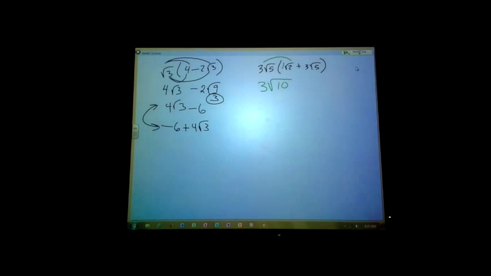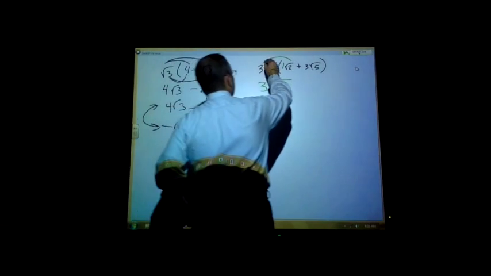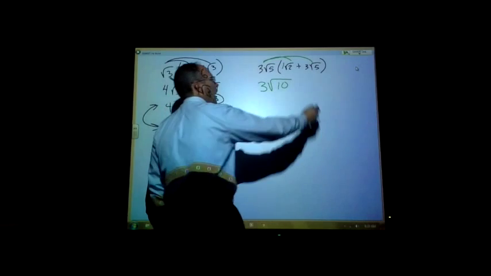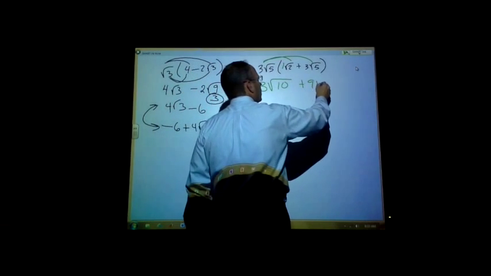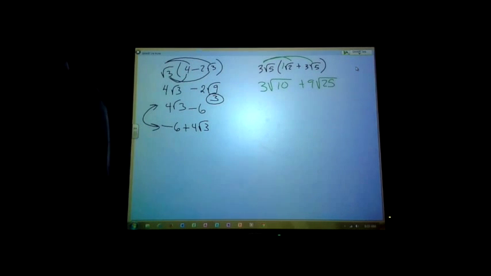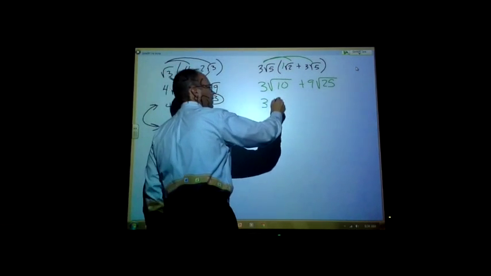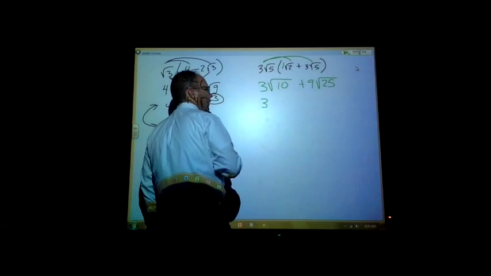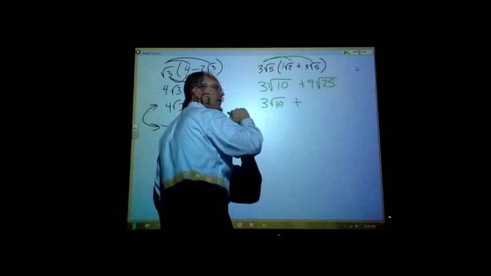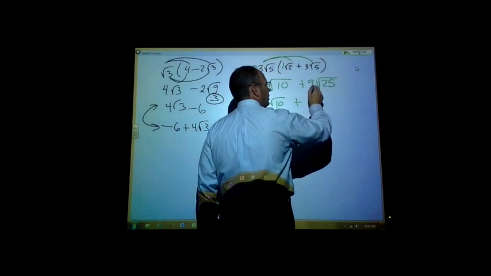All right, let's try this next one. What is that times that? 9 root 25. Okay. Can I break 10 down into any perfect squares? It's 2 times 5. It's not going to break down. So 3 root 10 is pretty content how it is. Plus square root of 25? 5. And what's that going to do to this 9?